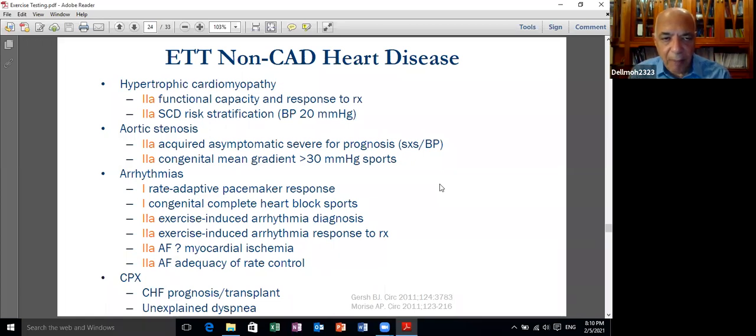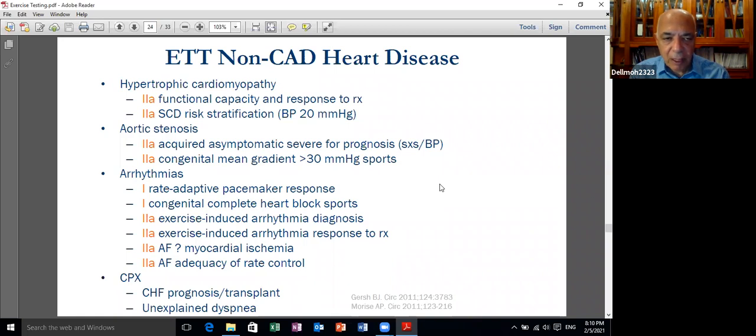2A for patients with asymptomatic severe aortic stenosis, in order to find out whether the patient is really asymptomatic and prognosticate about the future of the patient. And we are looking essentially not for ischemia, but for a drop of the blood pressure. And in patients with congenital aortic stenosis who have a gradient of more than 30 millimeters of mercury and are planning to participate in sports. In patients with arrhythmia, we have two class A indications and some class 2A indications.